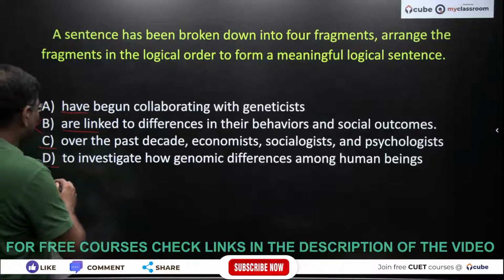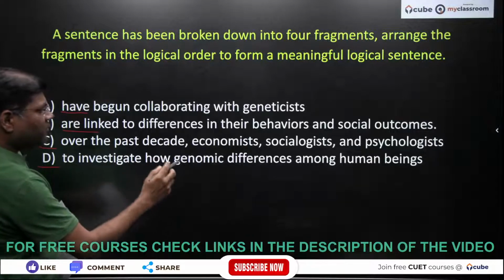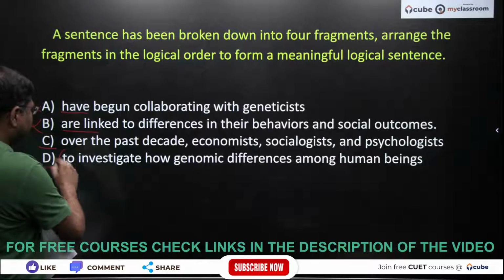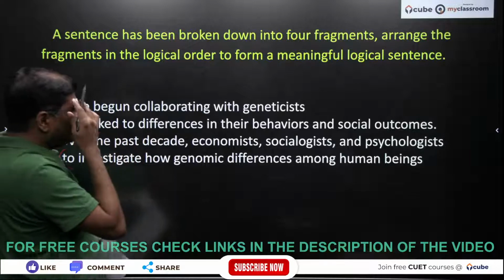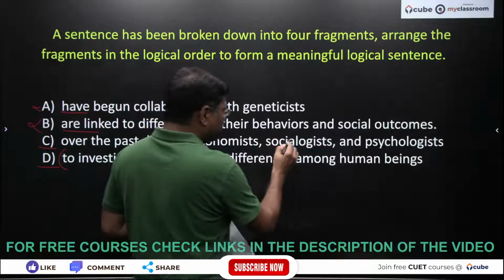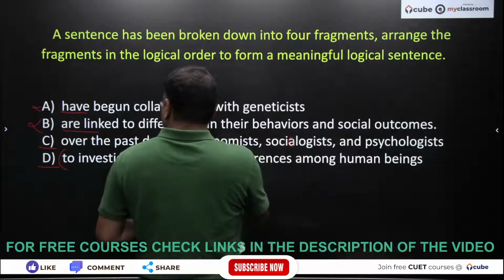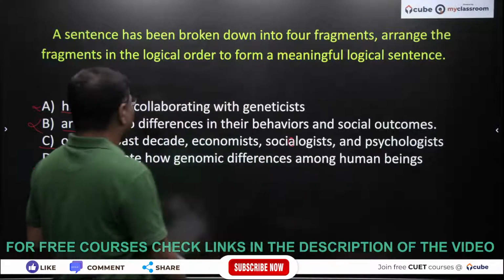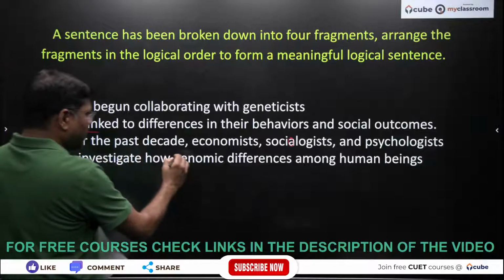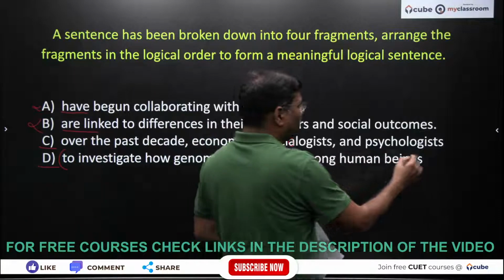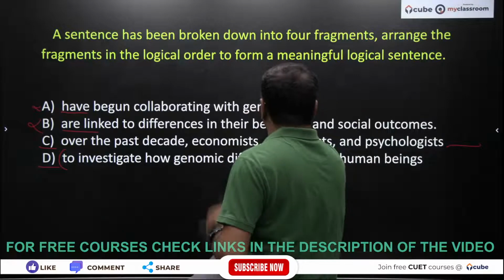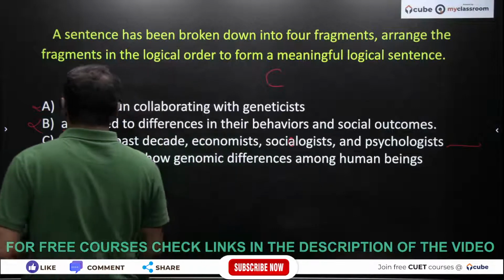And D says to investigate how genomic differences among human beings. So again, this is not making sense. When you read C, it says over the past decade, economists, sociologists, and psychologists. So what do you think? Over the past decade, economists, sociologists, and psychologists, something, right? So can I say that C looks like a good opening for this arrangement?